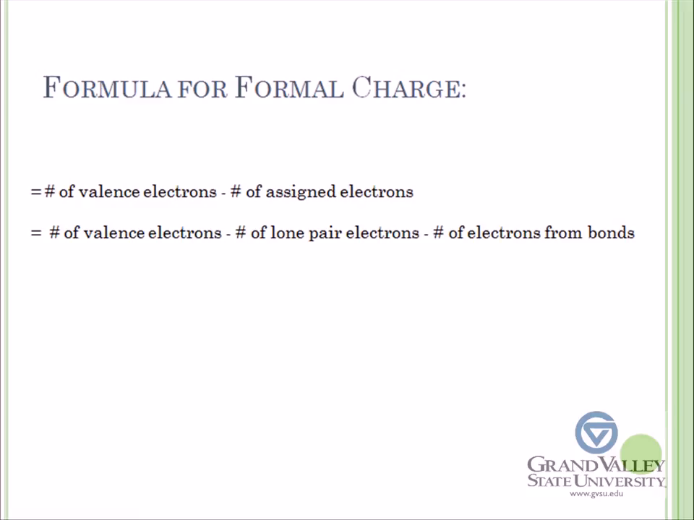The formal charge tells us whether atoms in a Lewis structure have extra electrons or are electron deficient. We calculate formal charge on atoms by taking the number of valence electrons determined from the periodic table and subtracting the number of electrons assigned to that atom in the Lewis structure. This can be from lone pair electrons or electrons in bonds.